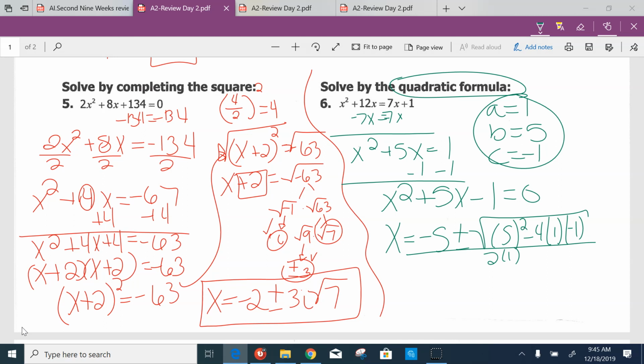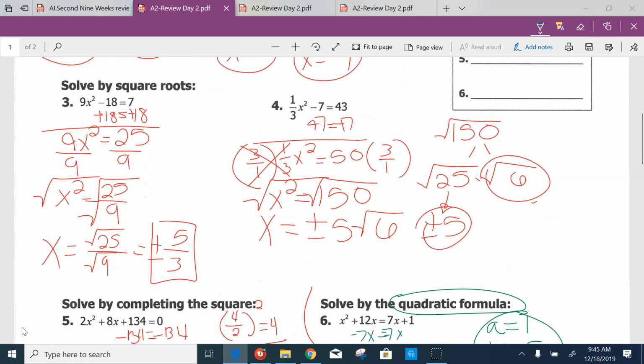When I work that out, I get x equals negative 5 plus or minus, and in the radical, I get 29, all over 2. And 29 can't be broken down at all. It's a prime number in and of itself. And negative 5 and 2 cannot be simplified any further, so that answer I can leave in that form.